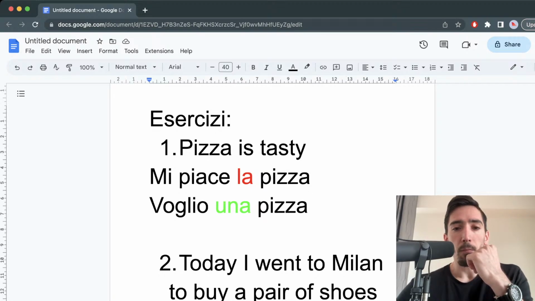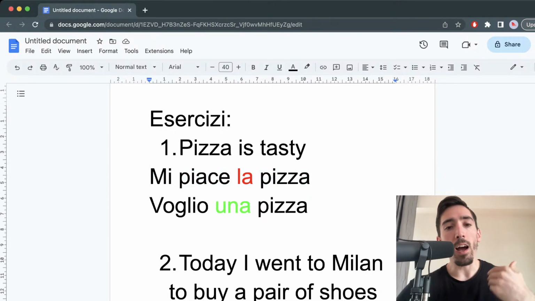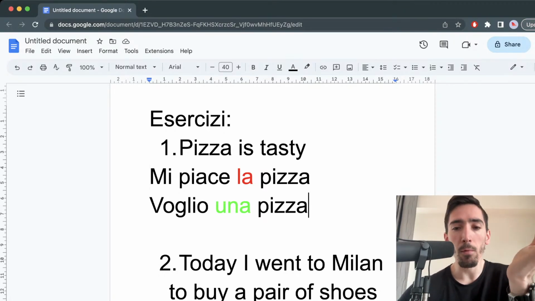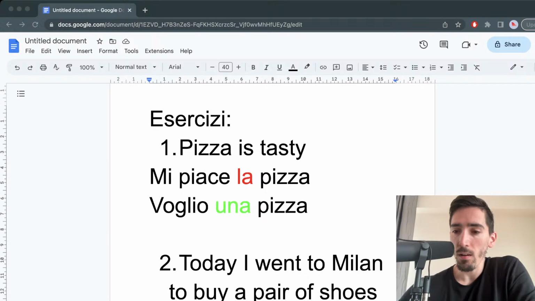So mi piace la pizza is fine, but this means I like pizza. What about pizza is tasty? So I'm looking for something more literal. And the later attempts are more literal. So una pizza è buono.